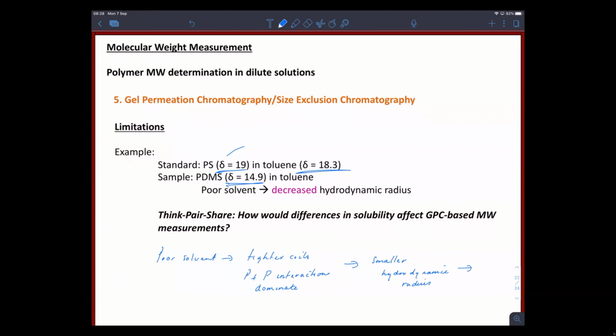Which means it takes longer to elute. Pretty straightforward. Good.